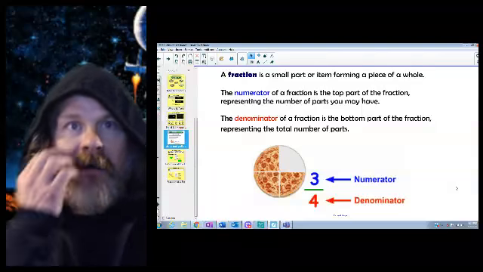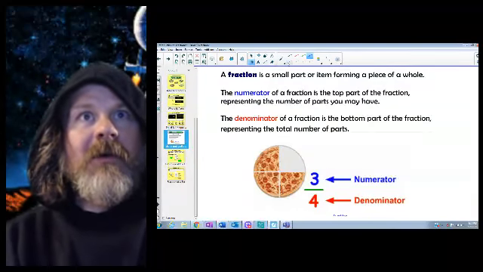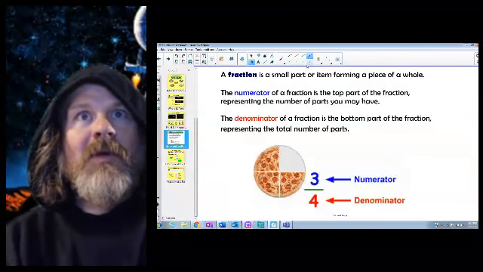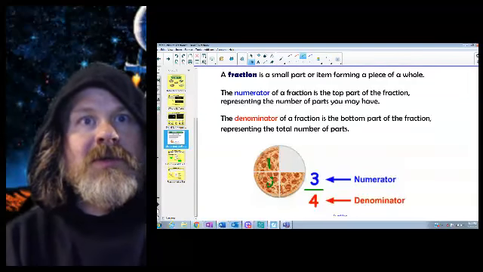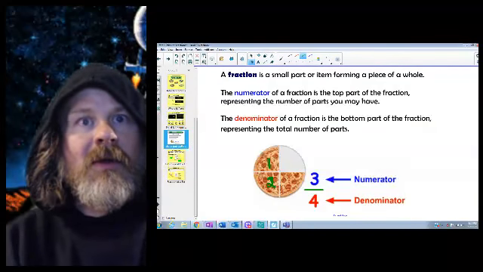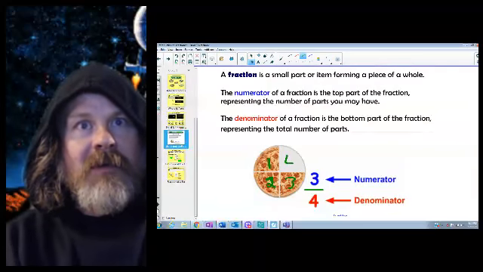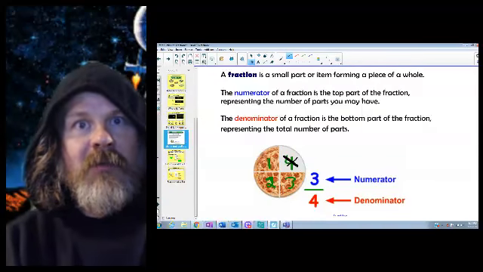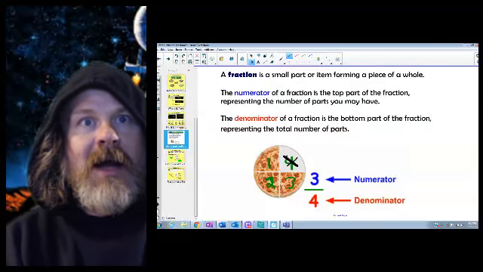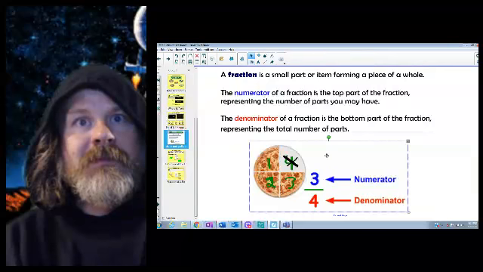So here we have a pizza, not the whole thing. Looks like someone ate it. They were hungry. We have 1, 2, 3 parts, but we did have a 4th part. It's just not there anymore. So we did have 4 parts to the whole thing. Now we only have 1, 2, 3 parts of the 4.